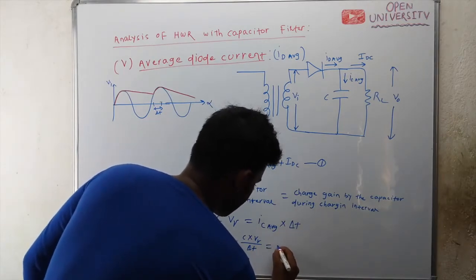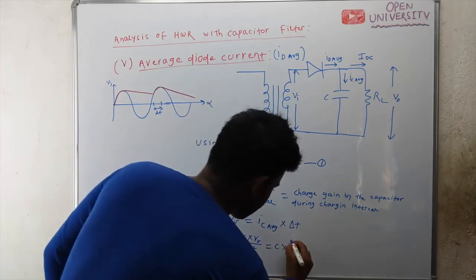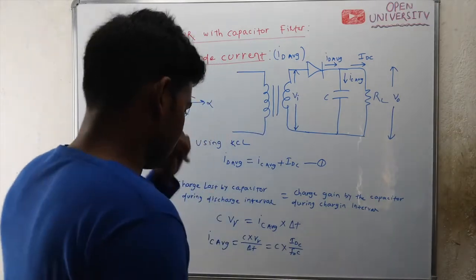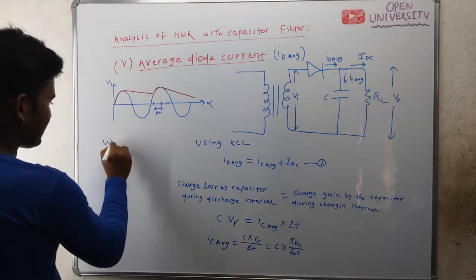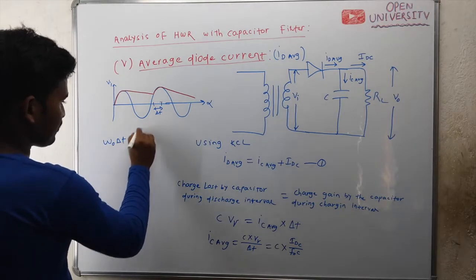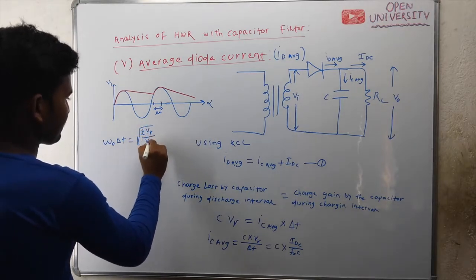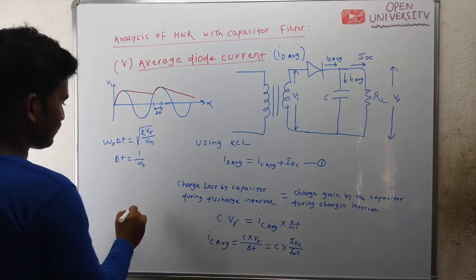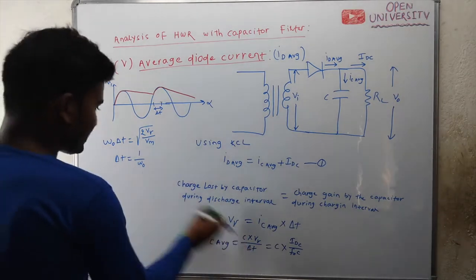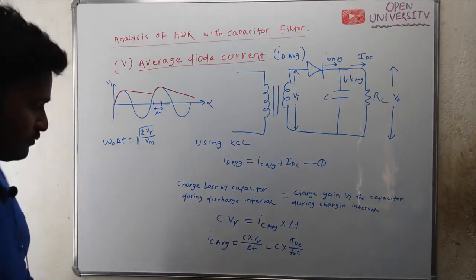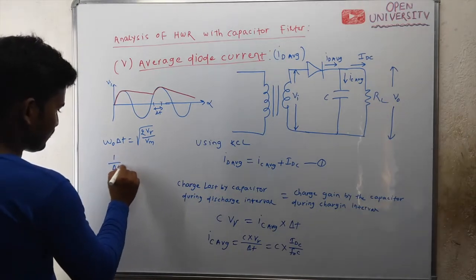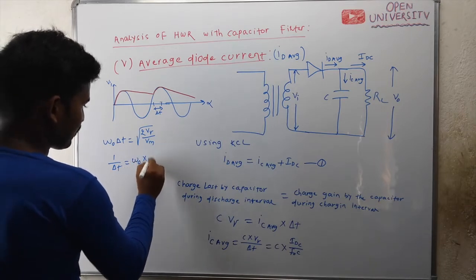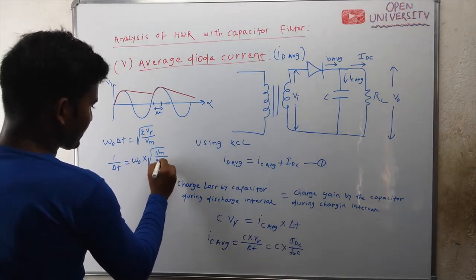What is VR? VR is IDC by f naught C. What is omega naught delta T? Omega naught delta T is under root of 2 VR by Vm. Then delta T will be 1 by omega naught times that, or 1 by delta T, if you take delta T this side, will be omega naught into under root of Vm by 2 VR.